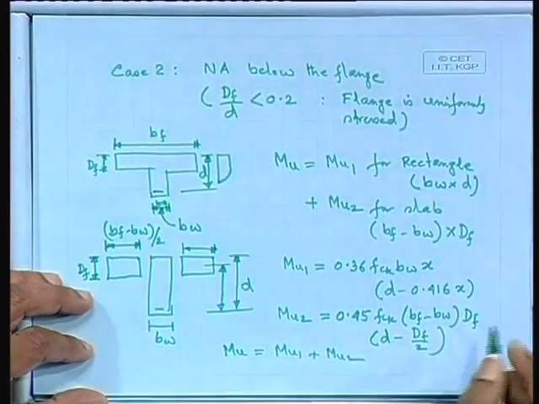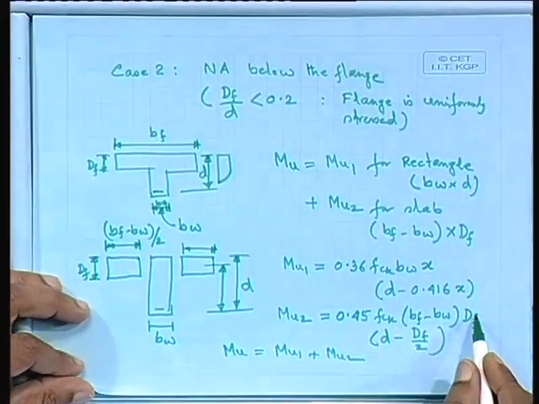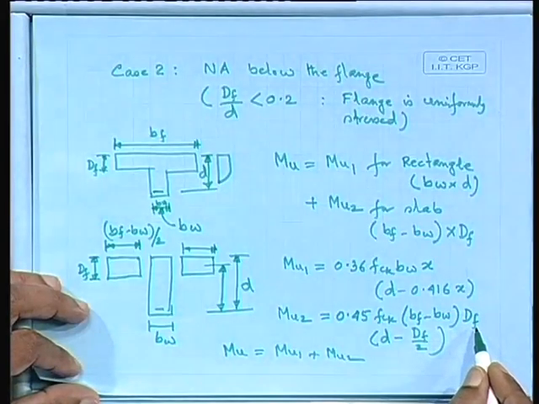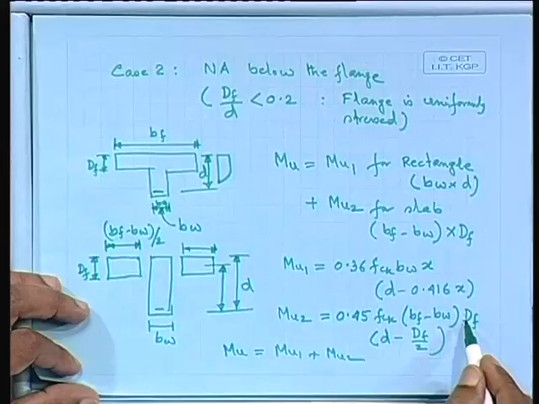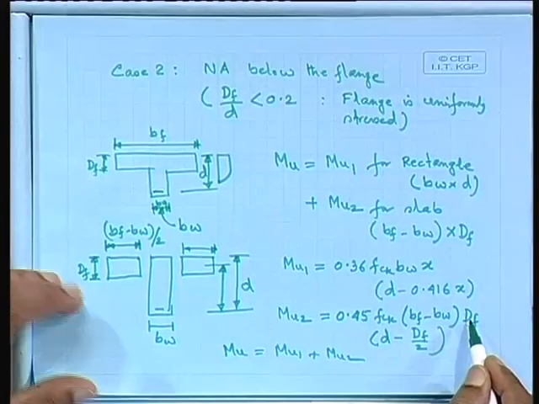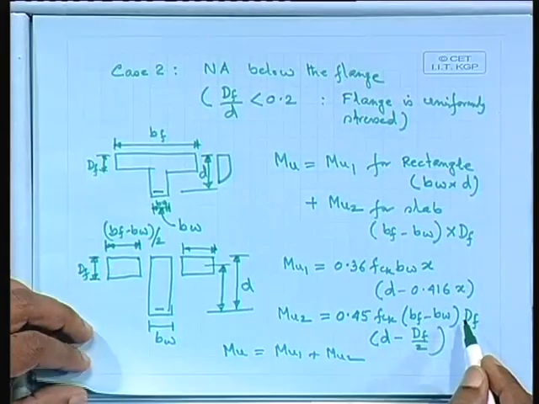The case 3. For case 3 there is only a small difference. What we do, we get the equivalent depth. This df is the depth of the flange. This df will be replaced by a certain equivalent depth of the flange.